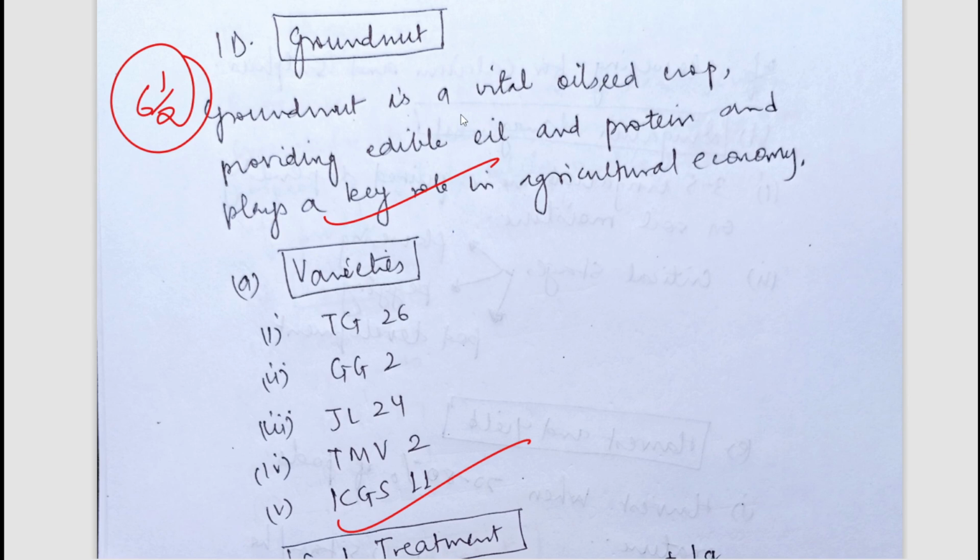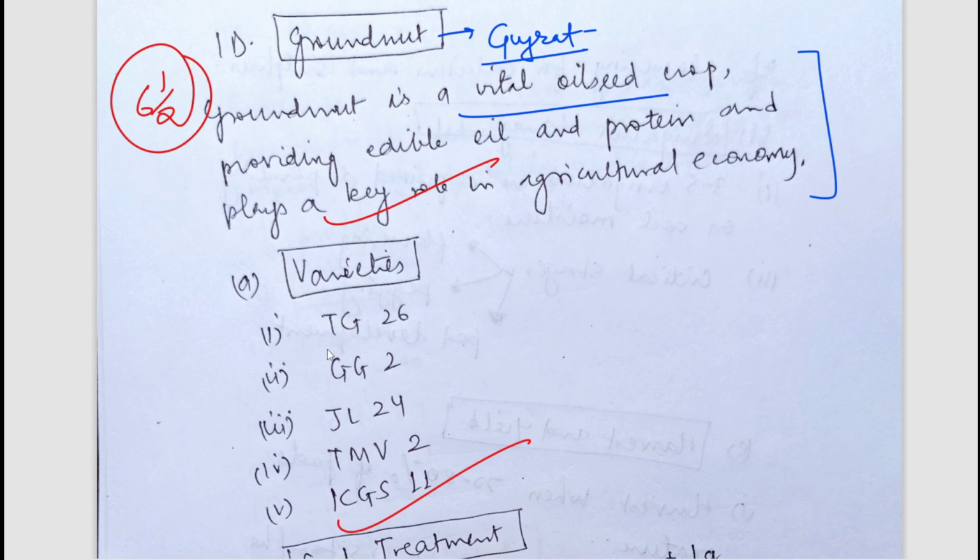So we all know that groundnut is a vital oilseed. Instead of only writing these things, you can also write the states which are the highest producers. Although you should write these things, you can also add a point and mention, for example, for groundnut the highest producer is Gujarat. So like this, you can add states also, the highest producer. If you remember them, it will enhance your answers.